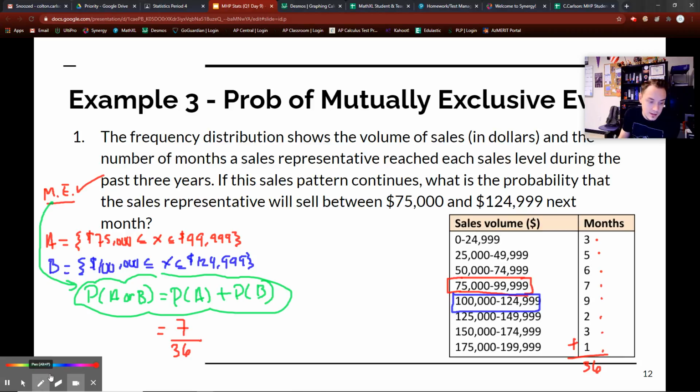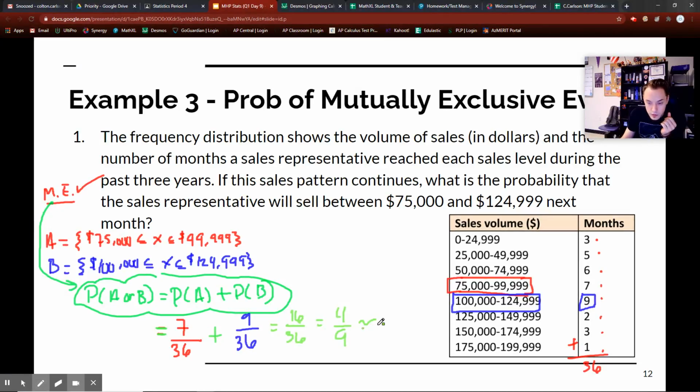So I need to have that. I'm going to add that to my blue. So the probability of blue right here is 9. So I'm going to have 9 all over 36. So what does this equal? This equals 16 out of 36, which reduces down to 4 out of 9, which is 0.444. And this is my probability.